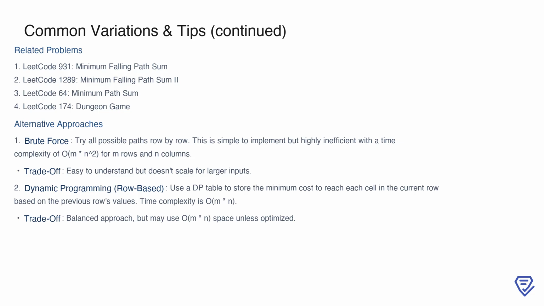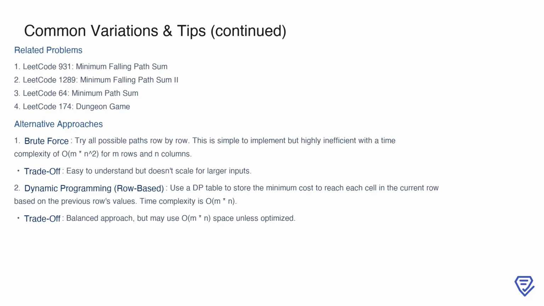There are several related problems that you can practice to deepen your understanding of this topic. For example, LeetCode 931, 1289, 64, and 174 all involve variations of matrix path optimization. These problems share similar concepts, such as minimizing or optimizing costs as you traverse the matrix.